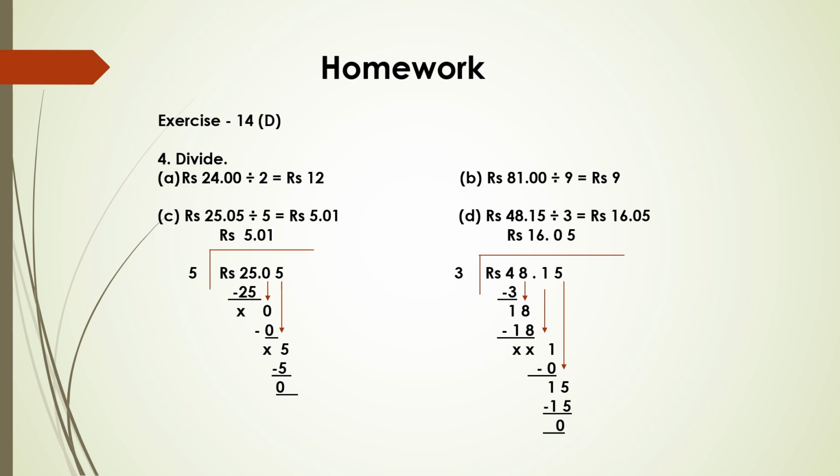Then bring the next number down, 5. It will become 15. Now 15 comes in the table of 3 5 times. Write 5 on the quotient part. 3 5s are 15. Now 15 minus 15 is 0. So your remainder is 0 and your quotient is 16 rupees 5 paisa.